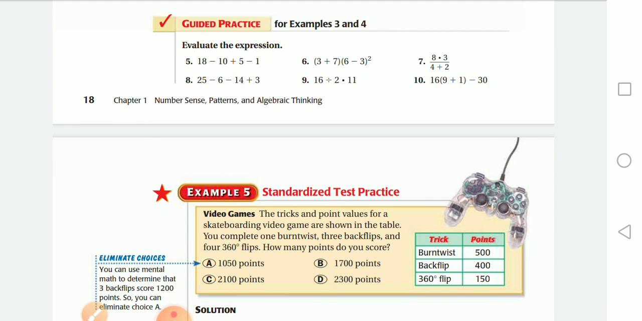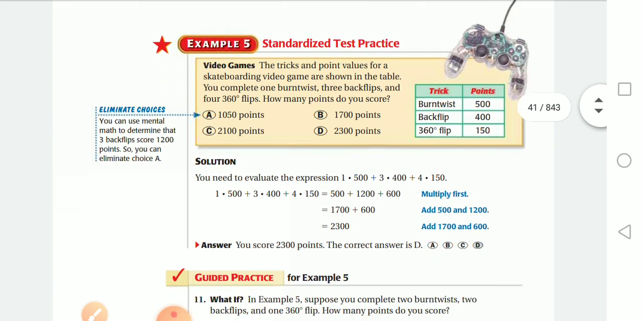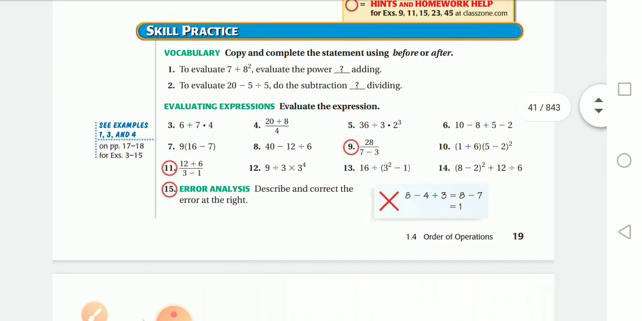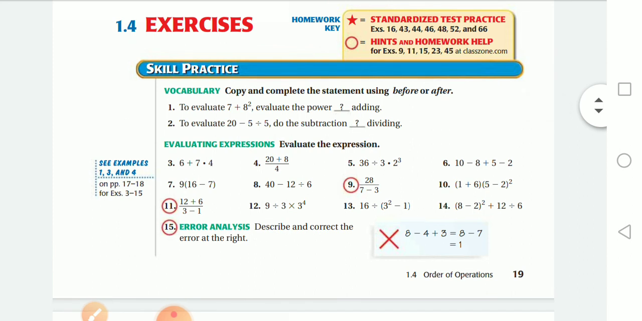Here are some examples to see and practice. Let's go now to the practice book to see what you should do. Let's solve some exercises in your practice book. I want you to solve this as homework. Page 19, this skill practice. Page 19, order of operations. Let's go to the practice book. Okay, open your practice book now.